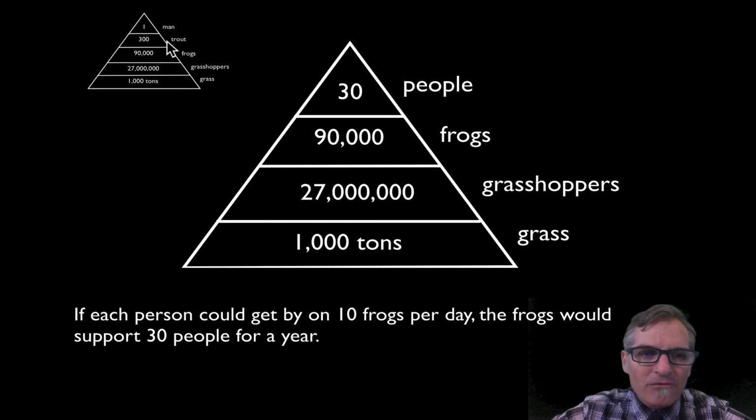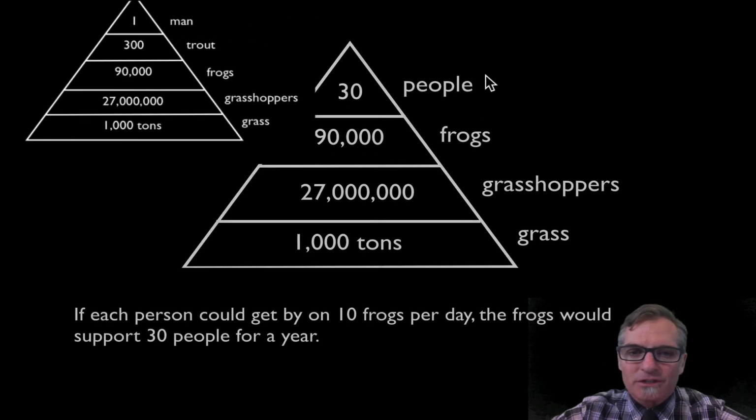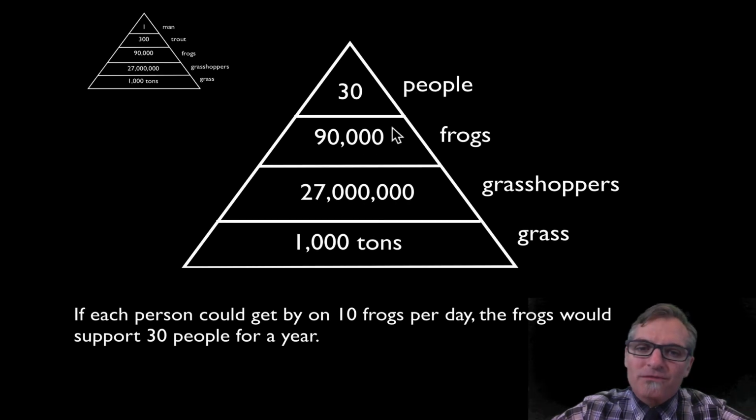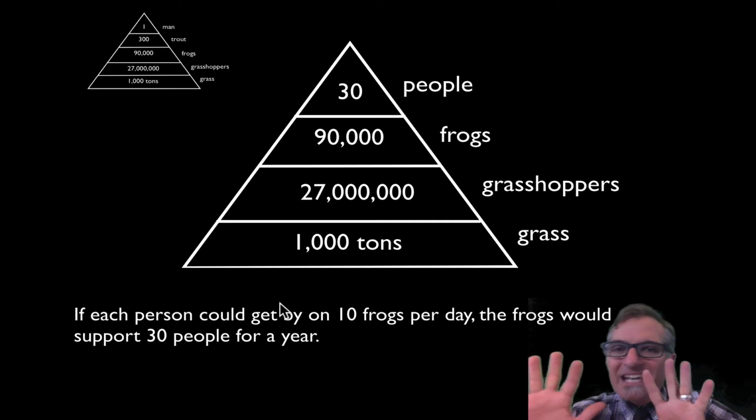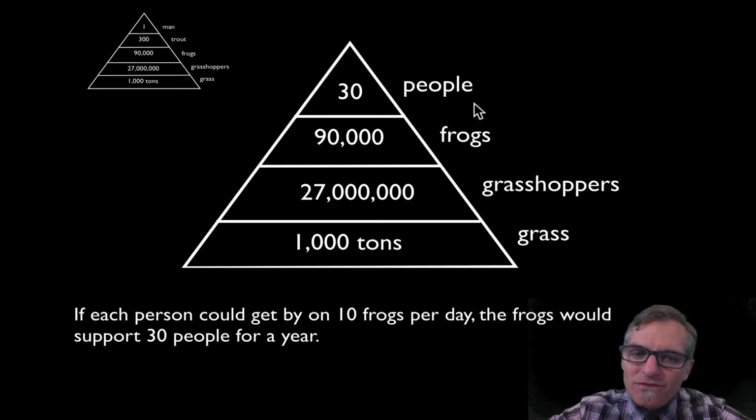So, if we were to remove the trout, say the people stop eating the fish, and people started feeding on frogs. I mean, I know we eat frog legs, but eat the whole thing. Eat that frog, right? Like Survivor Man. Well, if each person could get by with just 10 frogs, so 90,000 frogs in a year would be able to support 30 people.